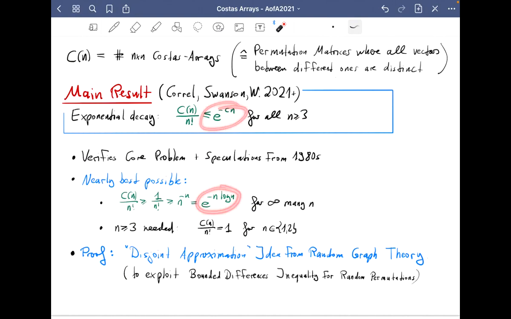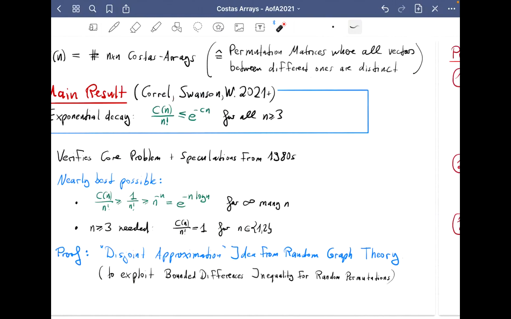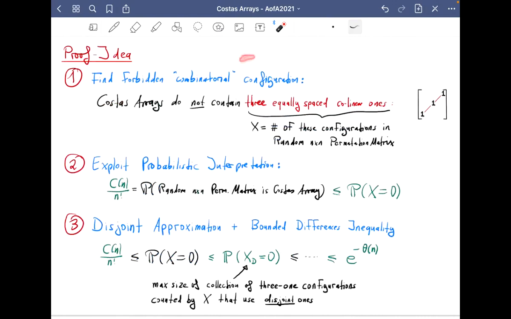Okay, so on the next slide I want to give you a quick glimpse into how we actually prove this upper bound, that C(n) over n factorial is exponentially small. So what is the basic idea? First of all, we somehow need to make this problem amenable to combinatorial methods. So the way we're going to do this is to say, okay, any Costas array, remember, has this property that the vectors between any two ones are distinct. But maybe that's not so easy to work with.